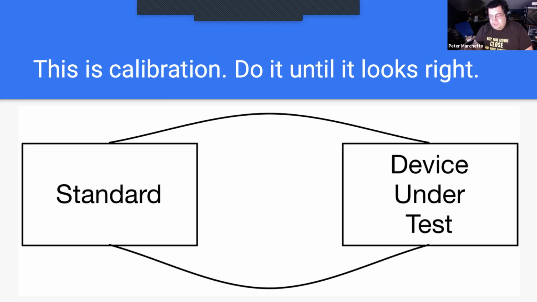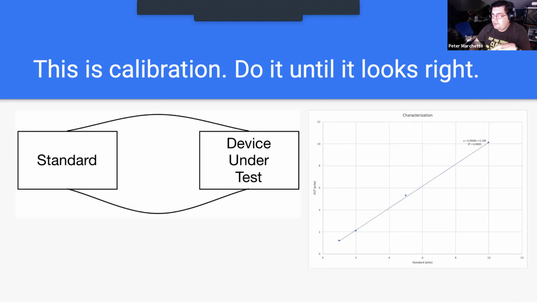Within calibration, though, you also have a cycle insofar as what your dependencies are. You have the standard and you have the device under test. The standard then sets up the device under test to be characterized relative to something that's well known.